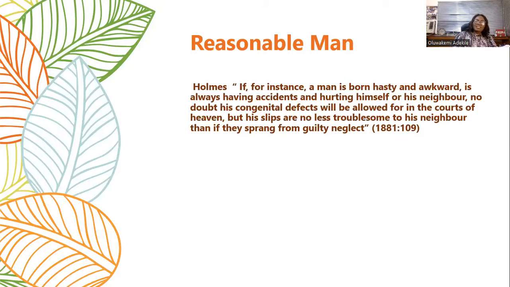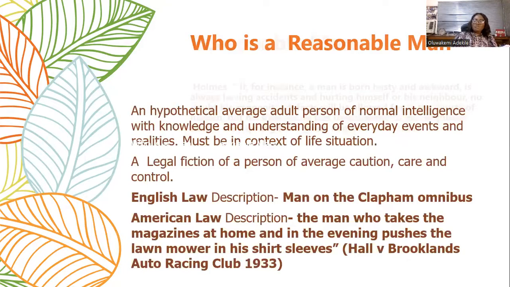They are not going to take it lightly. They will not take it lightly that you are the cause of the injury to them, and they may get their remedy in law. So the reasonable man is the average man. It is not as if the court will expect you to bring someone to the court and begin to show that, okay, you are a reasonable man, how would you have acted in this context? No, he is a hypothetical average adult person.